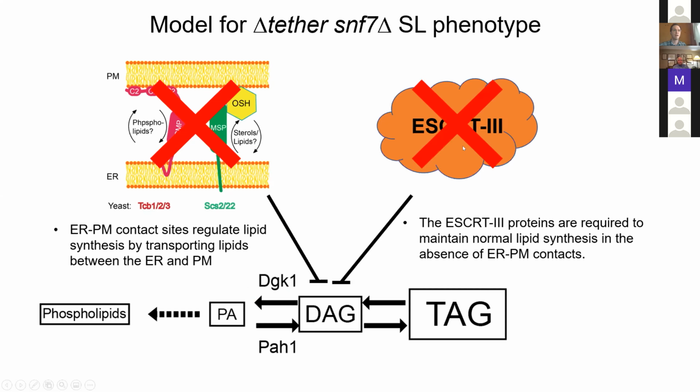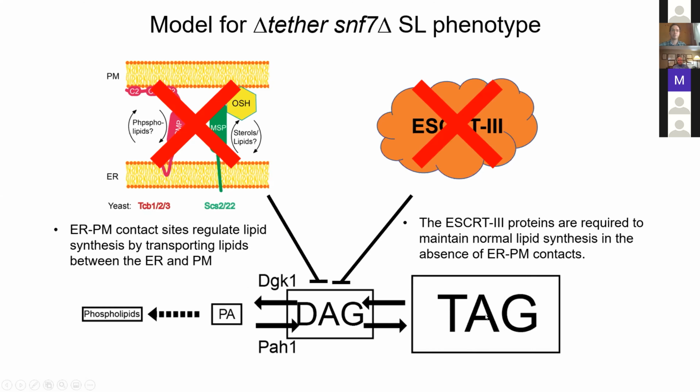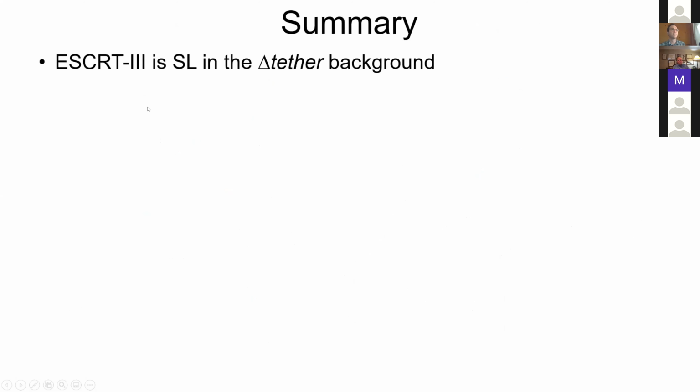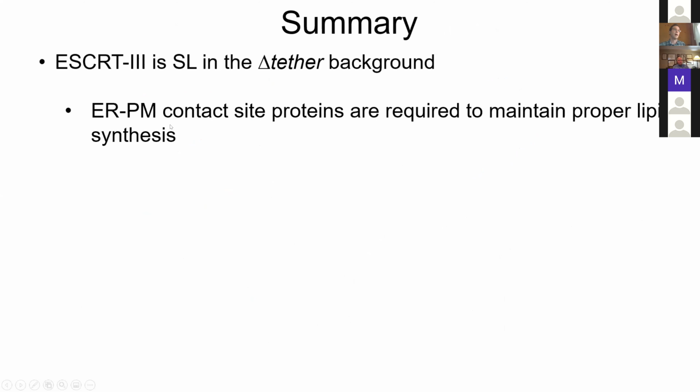And then in this background, when you lose ESCRT-III or SNF7, this is further dysregulated because you lose this extra check, and cells start making so much neutral lipid that they're not able to make enough phospholipids. So in summary, I found that ESCRT-III has a synthetic lethality in the delta tether strain background, and that ER-PM contact sites are required to maintain proper lipid synthesis.